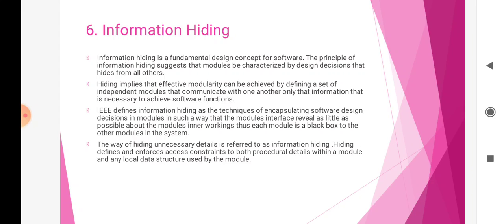Because most data and procedure details are hidden from other parts, errors introduced during modifications are less likely to propagate. Here, the way of hiding unnecessary details is referred to as information hiding, and hiding defines and enforces access constraints to both procedural details within a module and any local data structures used by the module.